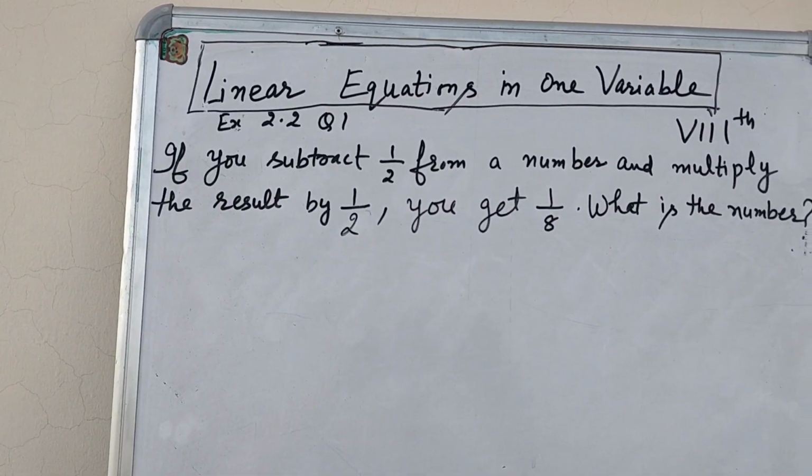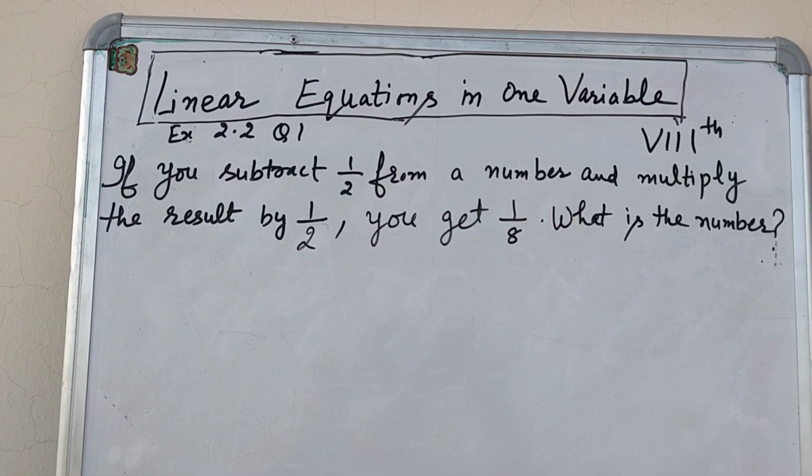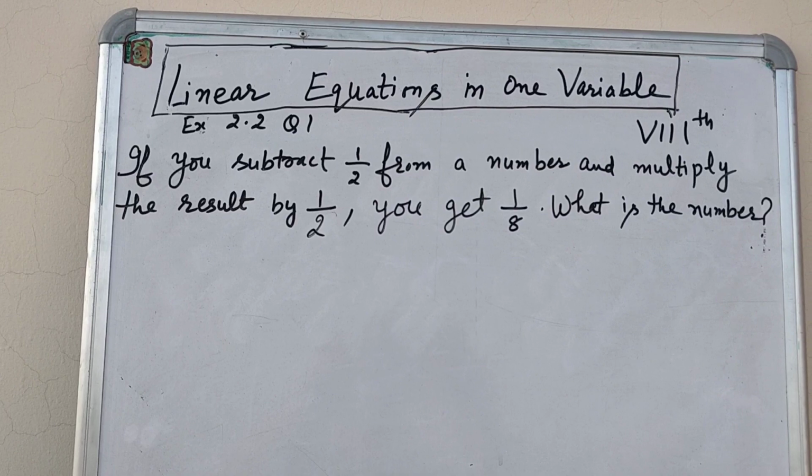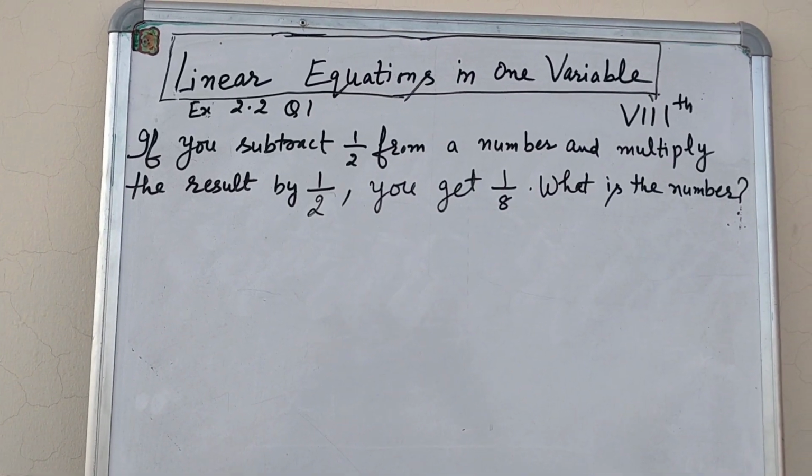If you subtract 1 upon 2 from a number and multiply the result by 1 upon 2, you get 1 upon 8. What is the number? Now it's the word problem.